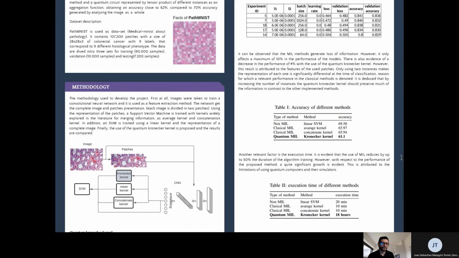The performance was lower, and it was assumed that it is because the patch is very large with respect to the image. The time required for this execution is also higher than the classical methods, due to the limitation of quantum computers and their simulators. According to this, we can conclude that the quantum Kronecker kernel method does not give the best result. For that reason, we recommend making a model using more images per image. However, the limitation of quantum computers must be taken into account.